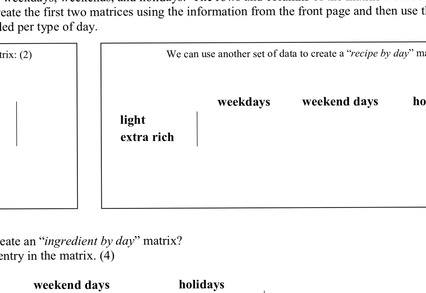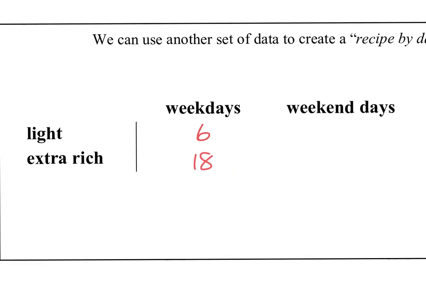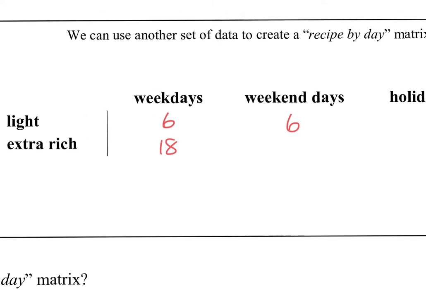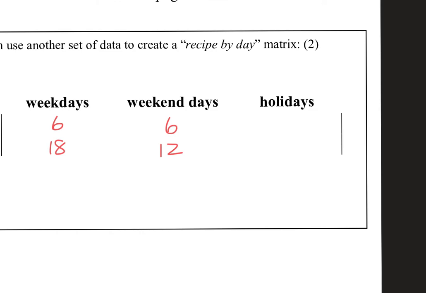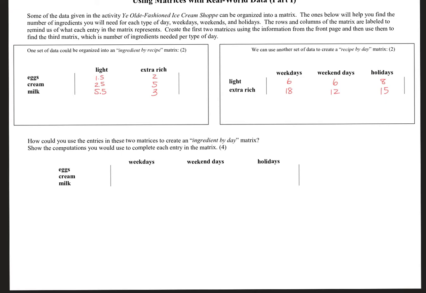So on a weekday, they noticed that was their less busy day. They were only selling 6 tubs of light ice cream and 18 tubs of extra rich. Where on the weekends, they were selling, these are the busiest days, 6 tubs of the light and 12 of the extra rich. And then on the holidays, 8 of the light and 15 of the extra rich, okay? So we should have had those filled out, ready to go.